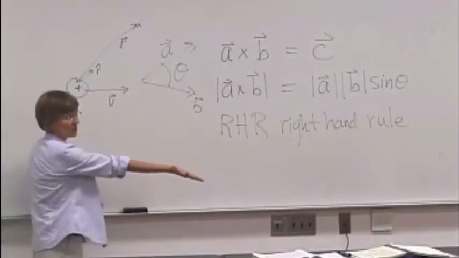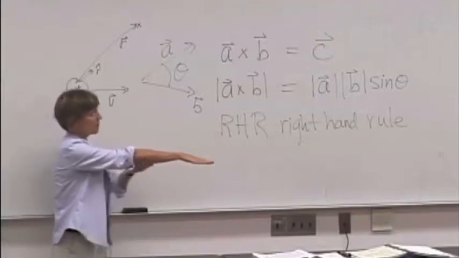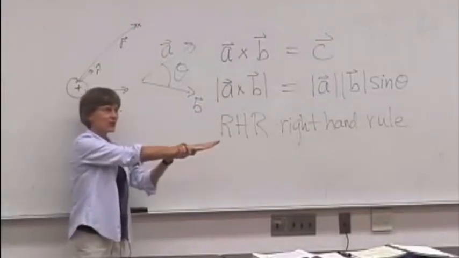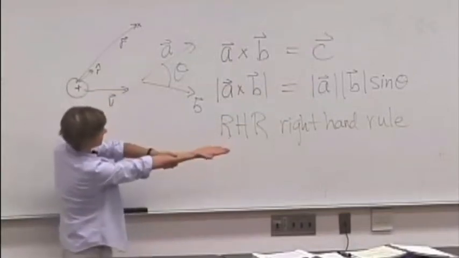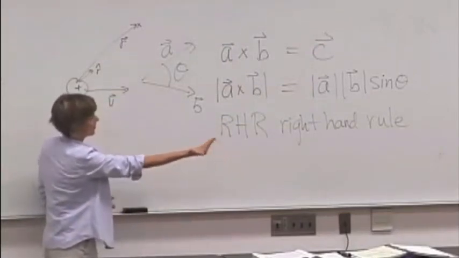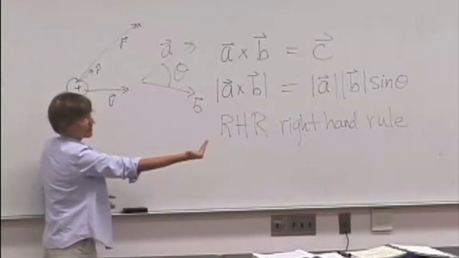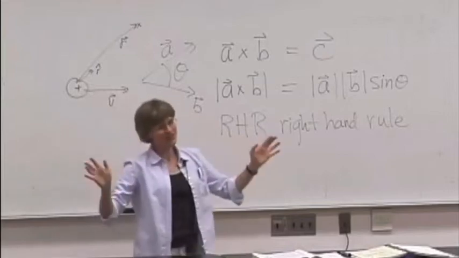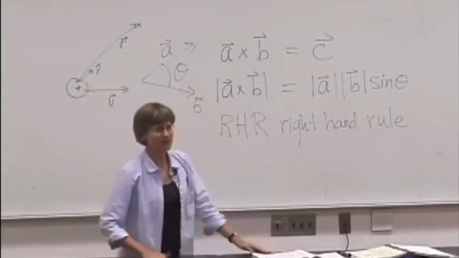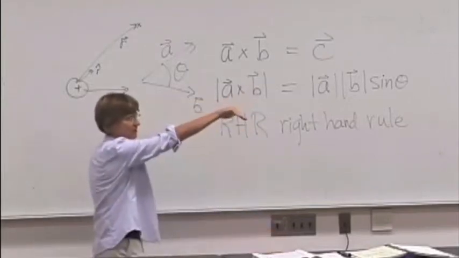And the order matters, because let's do B cross A. Okay? If we do B, now notice that if we point our fingers in the direction of B, we're going to break our wrist if we try to curl our fingers up. So we actually have to rotate the wrist and then curl the fingers through theta, and now your thumb sticks out that way. And so B cross A is not the same as A cross B. The order matters. So it's always first vector, second vector.